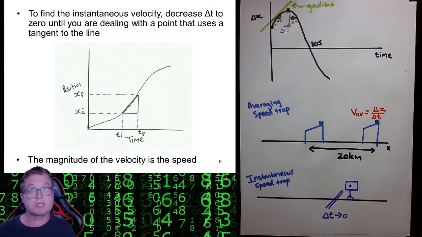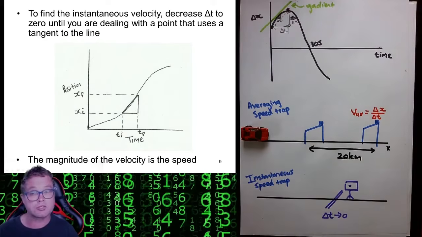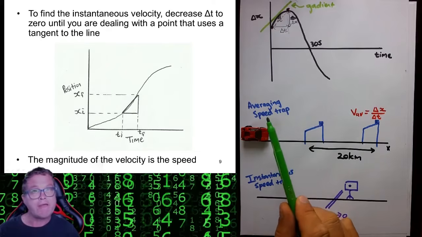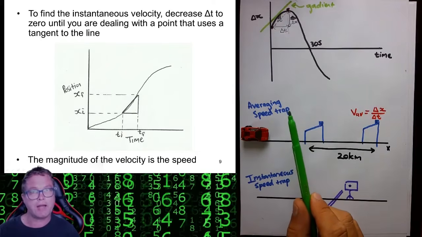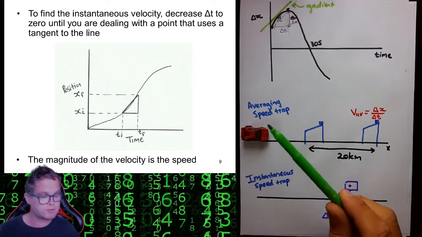There's a nice example for us to think about the difference between average and instantaneous velocity, and that has to do with traffic enforcement, speed fines, testing people's speeds. Sometimes you may have seen, if you're traveling in your car between two cities on a long distance trip, you'll come to some kind of structure across the road with cameras, and there will be a sign that says average speed trapping taking place, average speed enforcement in place.